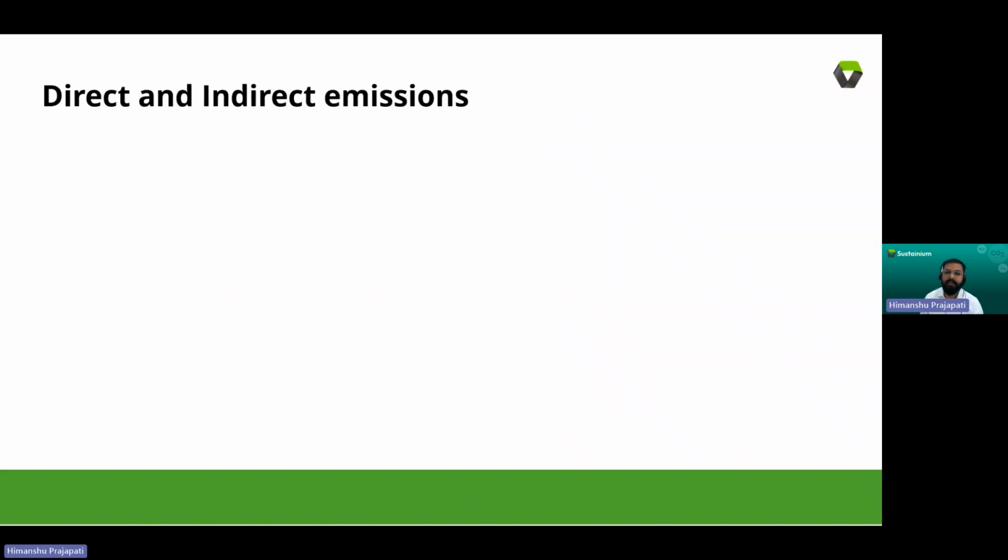All right, let's quickly talk about the various emissions, because we've already mentioned the various types of greenhouse gases which are responsible for the emissions. But these emissions can definitely be categorized into two types, which is direct and indirect emissions. When we talk about direct and indirect emissions, we are basically talking about the organizational boundary of an organization.